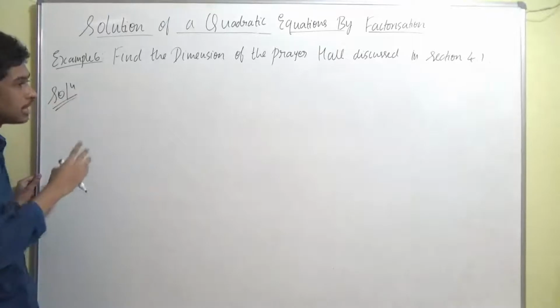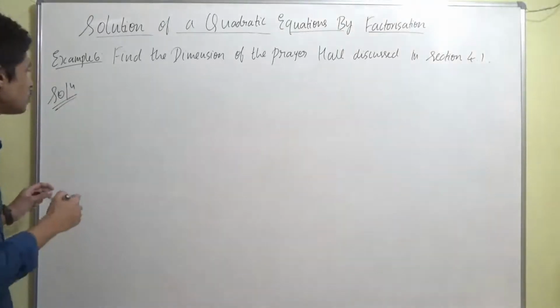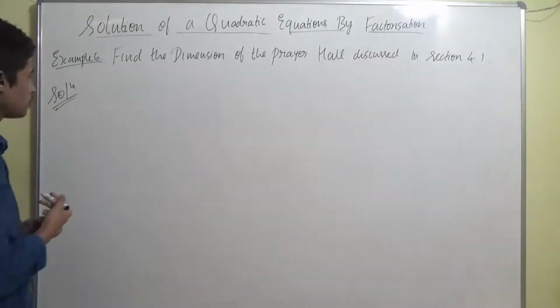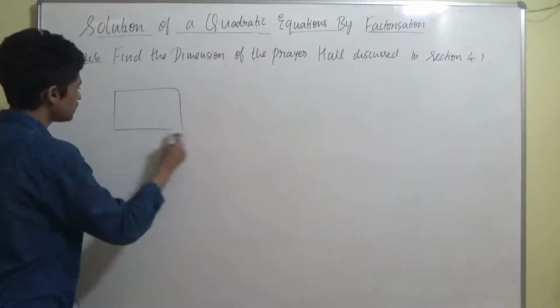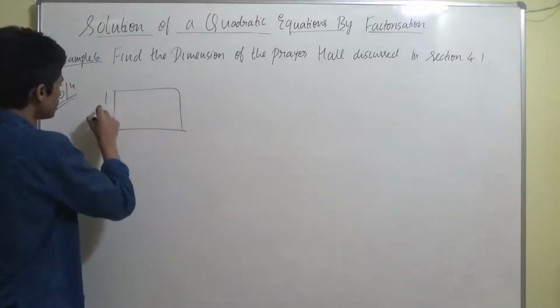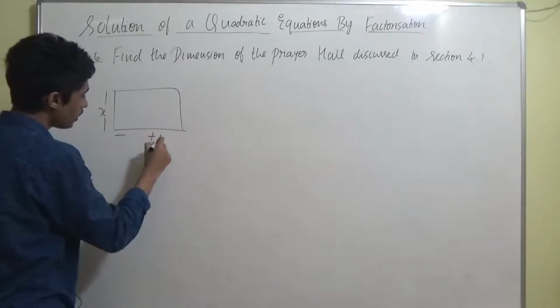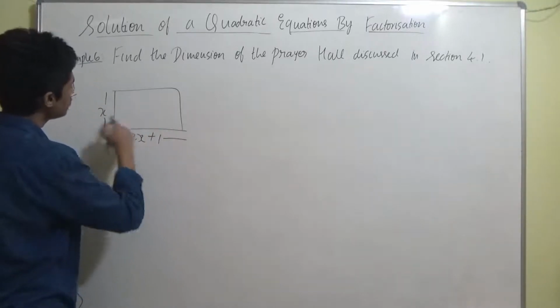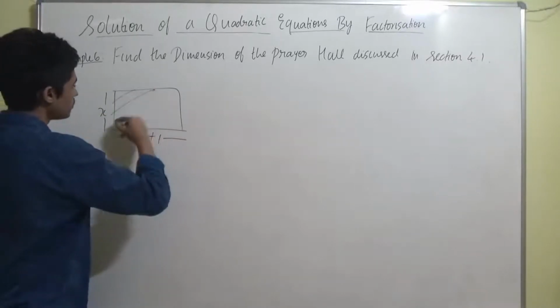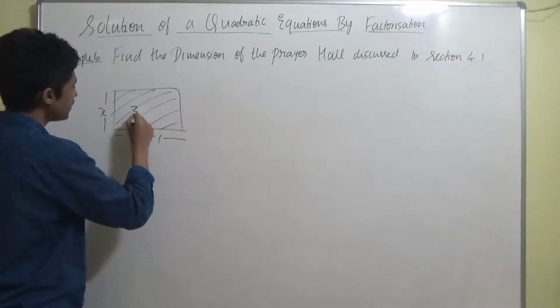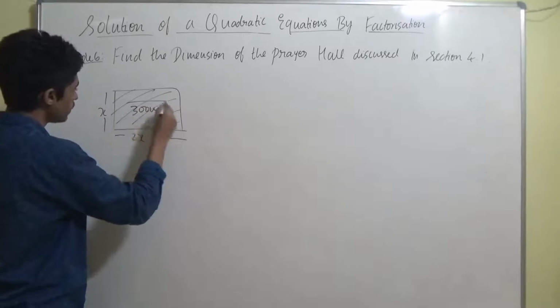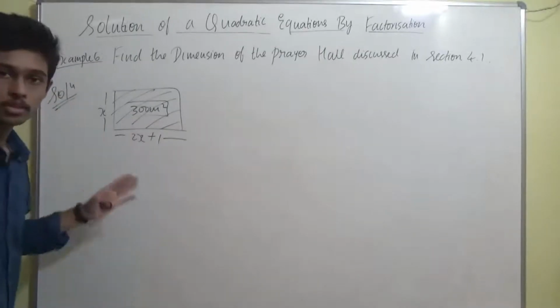They said the length of the prayer hall is 1 more than twice the breadth of the prayer hall. If you consider this as a prayer hall, and the breadth is x, they said the length is 1 more than twice the breadth, getting it? And they said the area is 300 meters square. Now we have to find the breadth of the prayer hall.